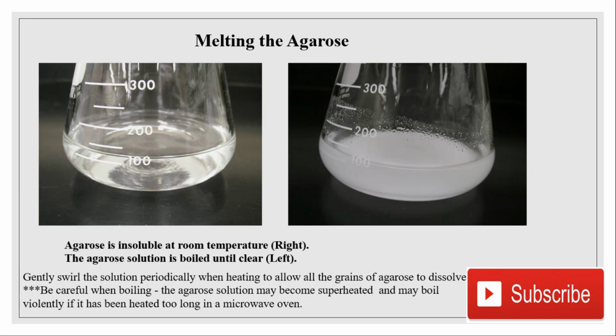Melting the agarose. Agarose is insoluble at room temperature. You can see from the picture on the right, and the agarose solution is boiled into a clear solution on the left, because it is properly dissolved. So we heat it properly for use in the casting tray. Gently swirl the solution periodically when heating to allow all the grains of agarose to dissolve. Be careful when boiling. The agarose solution may become superheated and may boil violently, and do not heat it too long in the microwave oven.